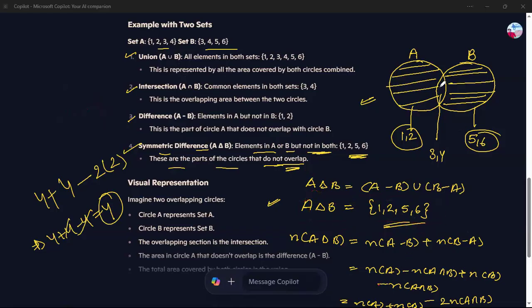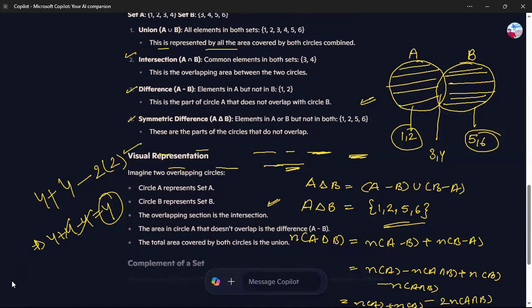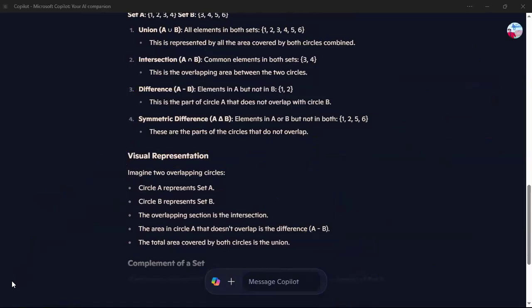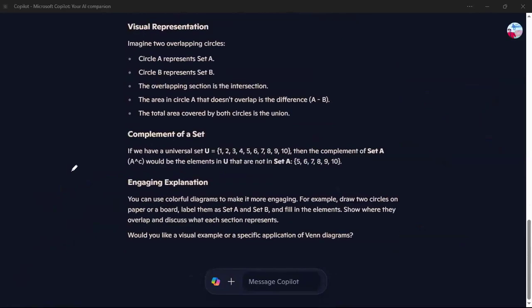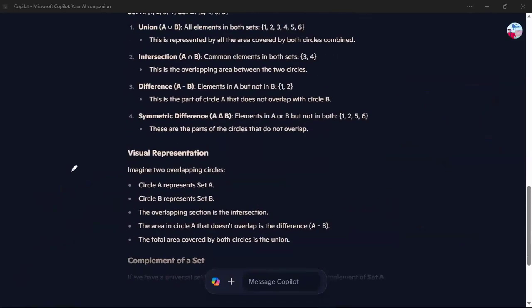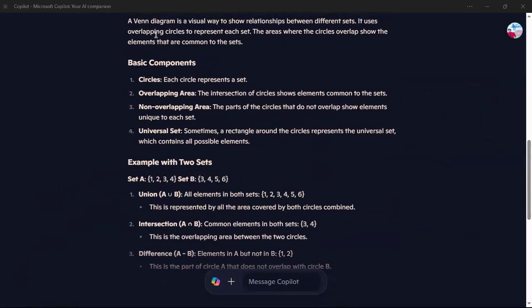Okay. So please observe the diagram. The overlapping region is not included. Yes, sir. And let's discuss the complement of a set later. So just observe this for a while.